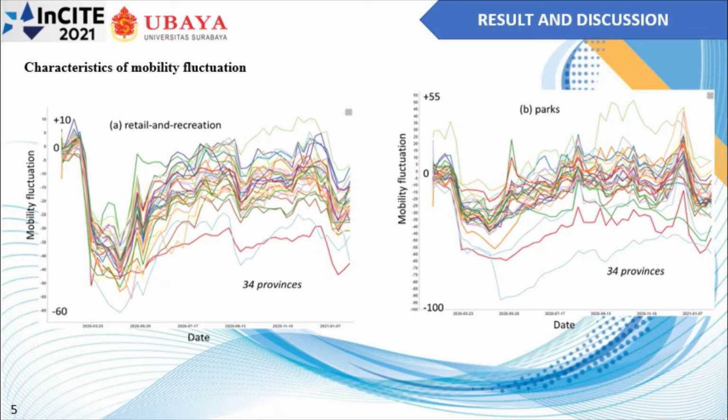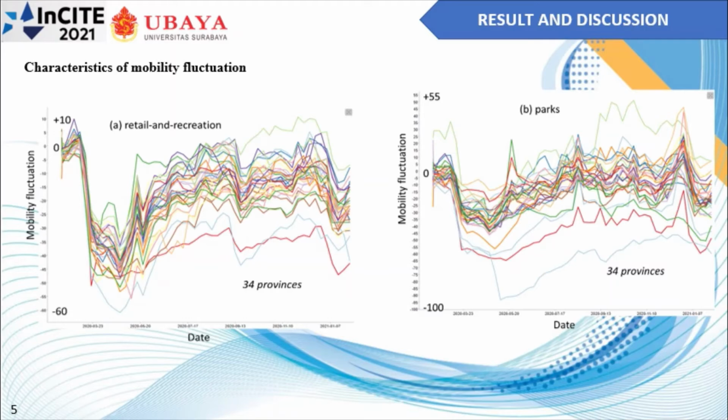Okay. Now we come to the result. Mobility change of retail and recreation, park, transit, and station are plotted in weekly time series. Daily data is collapsed into weekly by calculating mean values. We can see the vertical axis represents the percentage of mobility change. Figure on the left is retail and recreation mobility change. The fluctuation tends to the negative or decreasing direction. You can see minus 60 on the left.